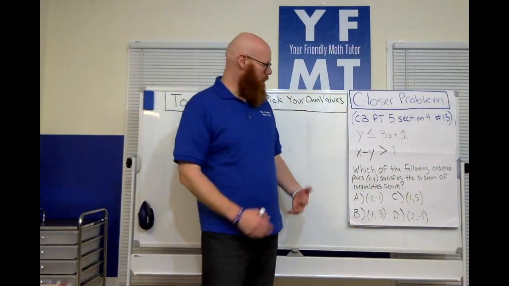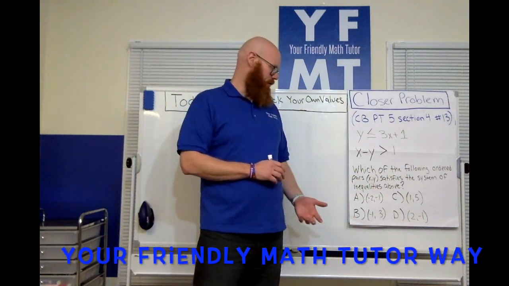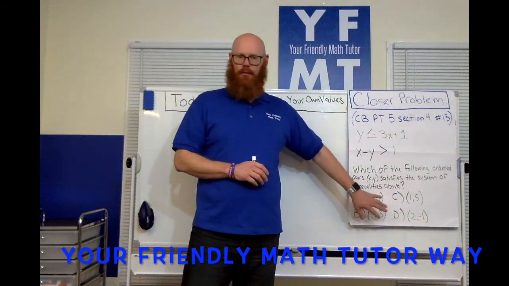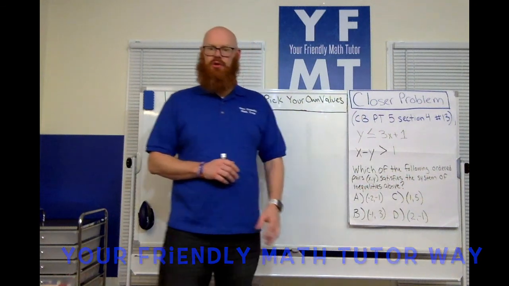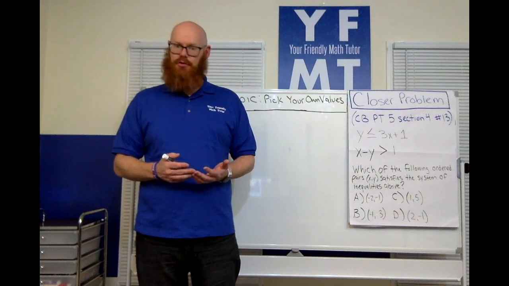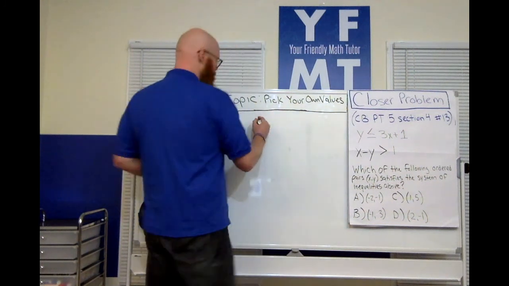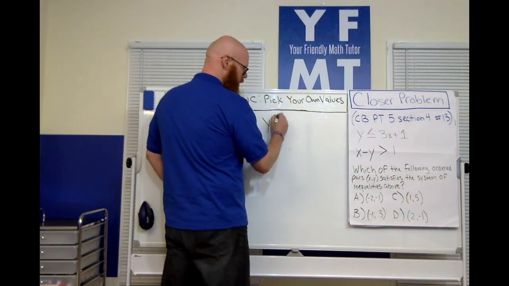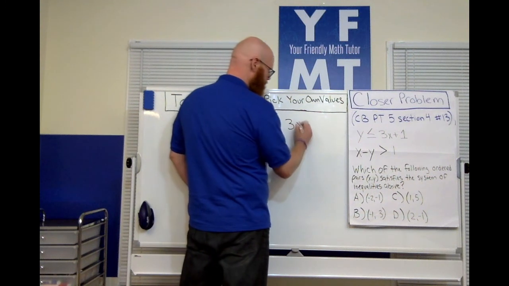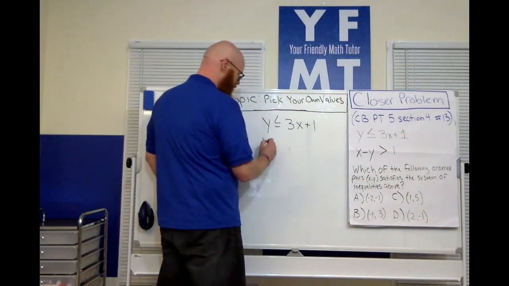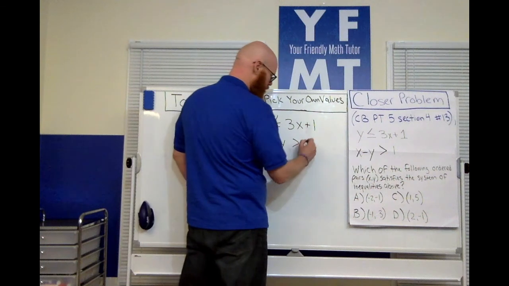But let's talk about a more realistic way to do this problem, and that is just simply what we were reviewing last episode, which is to plug in your answer choices. So let me rewrite the inequalities here. y is less than or equal to 3x plus 1, and x minus y is greater than 1.